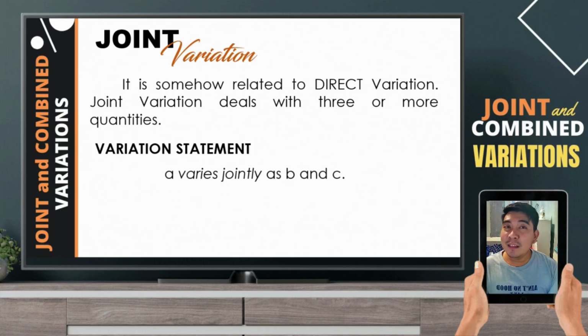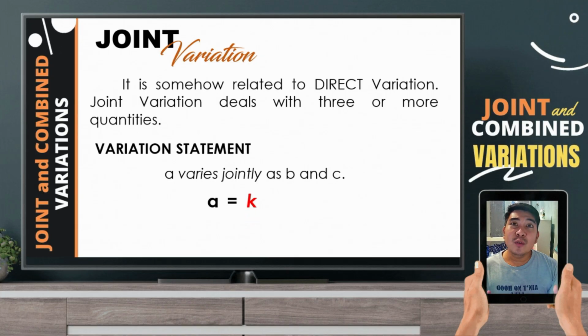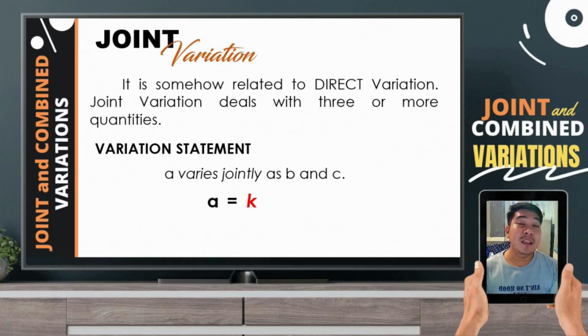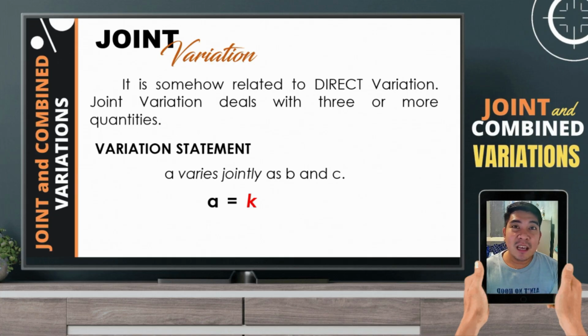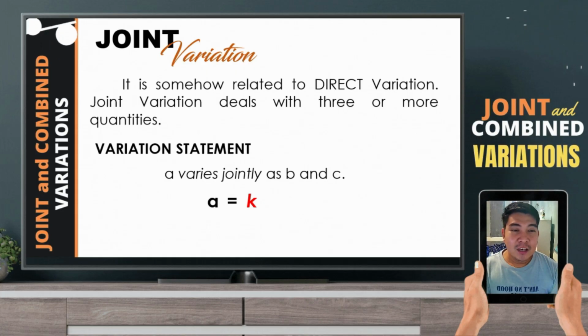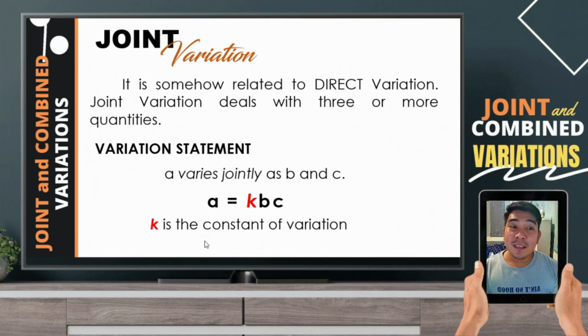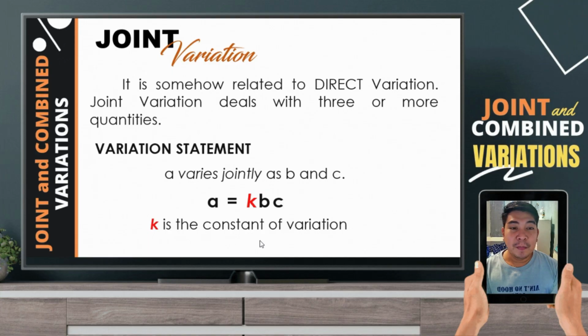How are we going to translate this one in an equation? So we need to get the first quantity, which is A, is equal to the constant of variation K. What are we going to do with the remaining two quantities B and C? Sabi nga natin, parang direct variation siya, we need to multiply. So that will be A is equal to K times B times C. So K is still the constant of variation.